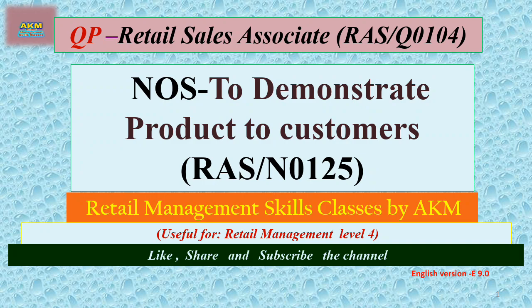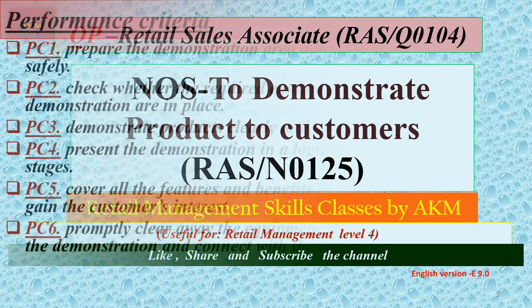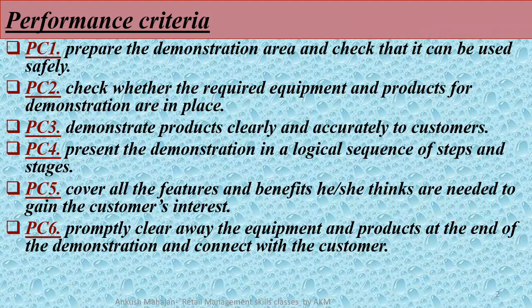Now let us read all the performance criteria under this NOS one by one. PC1 is prepare the demonstration area and check that it can be used safely. PC2 check whether the required equipment and products for the demonstration are in place. PC3 demonstrate products clearly and accurately to customers. PC4 present the demonstration in a logical sequence of steps and stages.